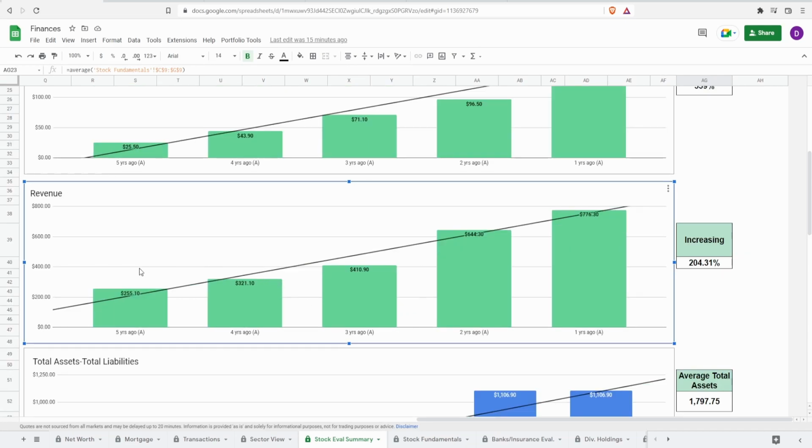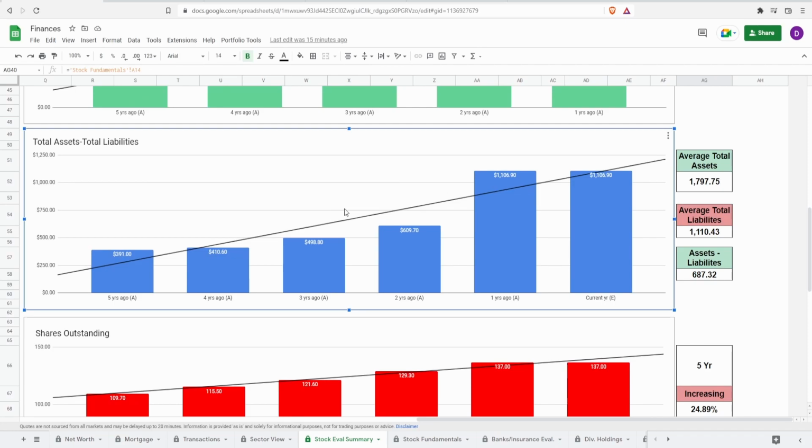And now looking at the revenue, we have 5 years ago of $255 million to 1 year ago of $776.3 million. That's an increase of 204.31%. And very similar to the cash flow, it is a very nice steady increase within the past 5 years. Coming now to the total assets minus the total liabilities.